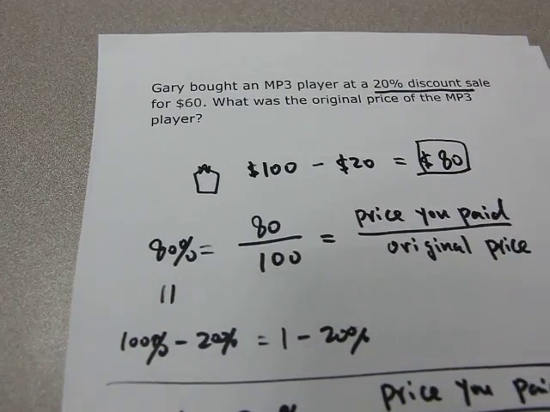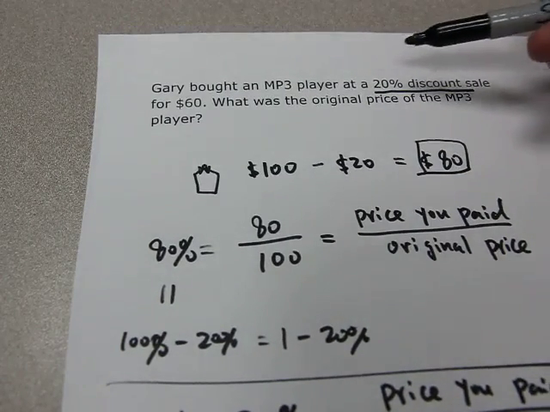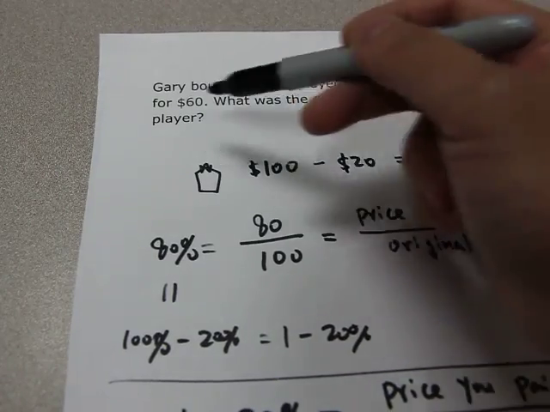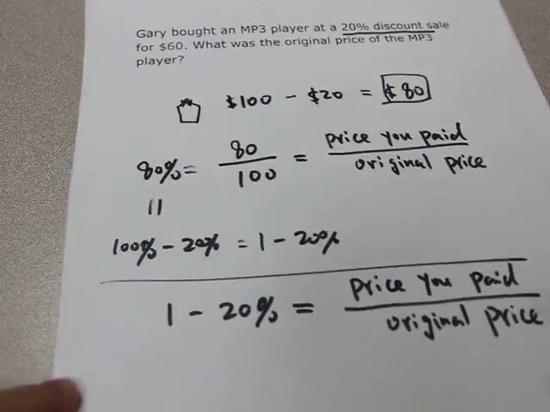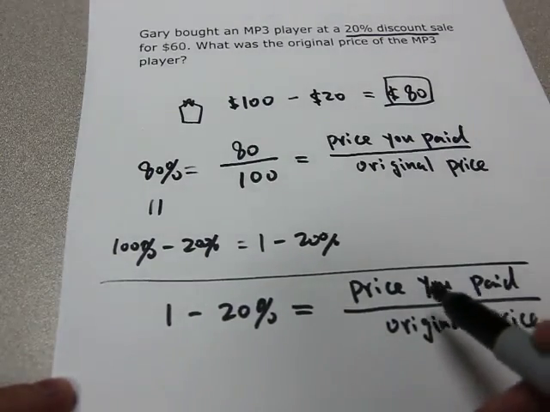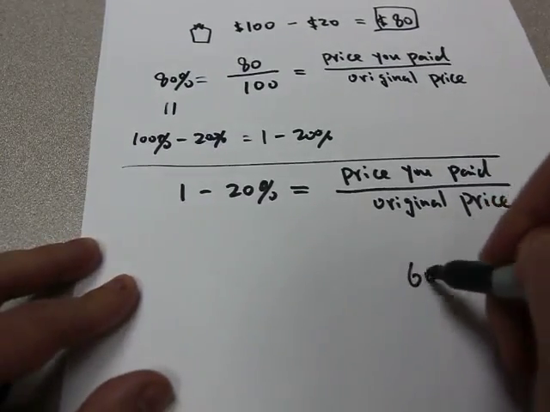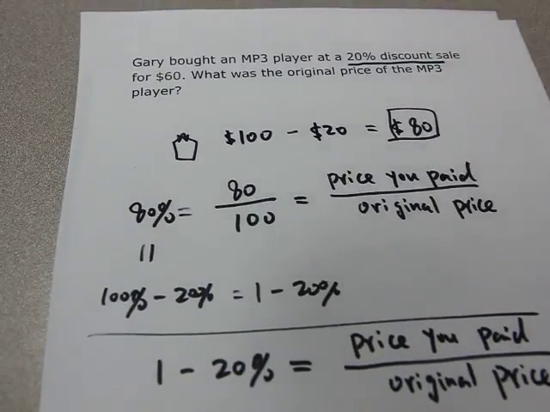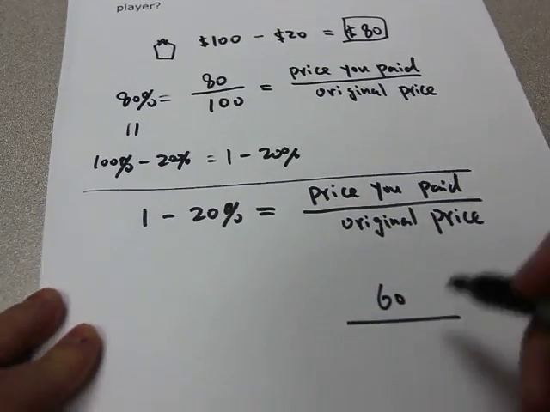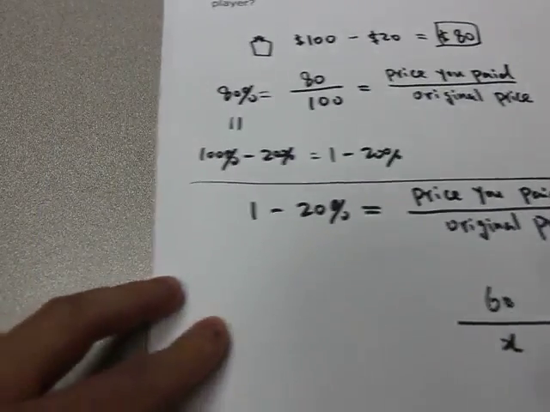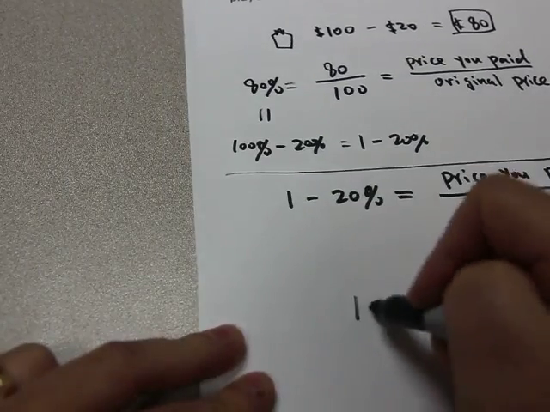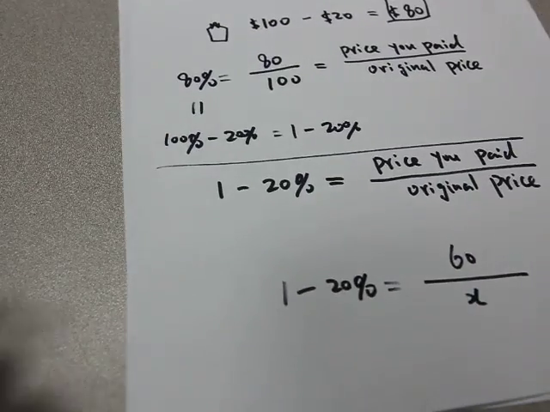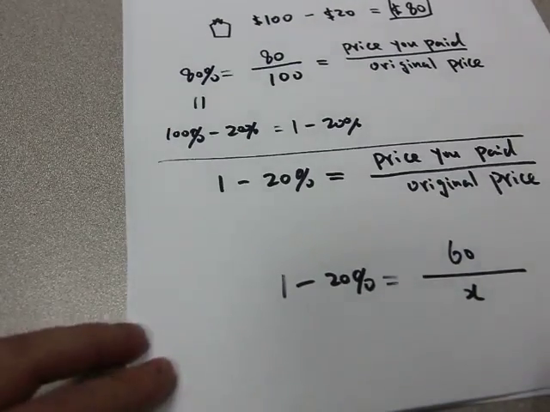So in this problem, you bought this MP3 at 20% discount, and you paid $60. So 60 is the amount of money you paid. So we put 60 on the top, and we're solving for the original price, right? So the original price, of course, it's gonna be X, and this equals 1 minus 20%.